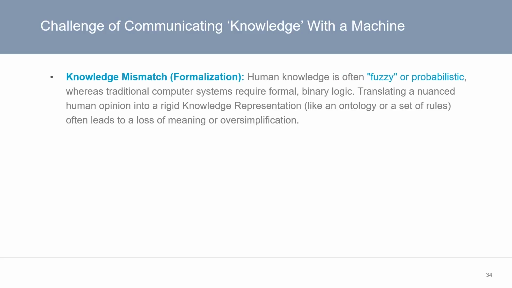Another knowledge communication challenge includes knowledge mismatch or formalization. Human knowledge is often fuzzy or probabilistic, whereas traditional computer systems require formal binary logic. Translating a nuanced human opinion into a rigid knowledge representation, such as an ontology or set of rules, often leads to a loss of meaning or an oversimplification.